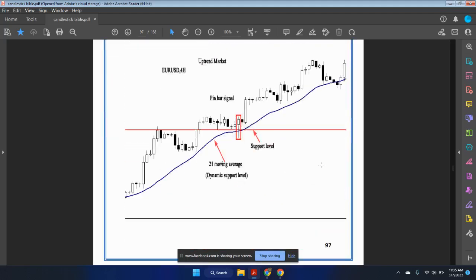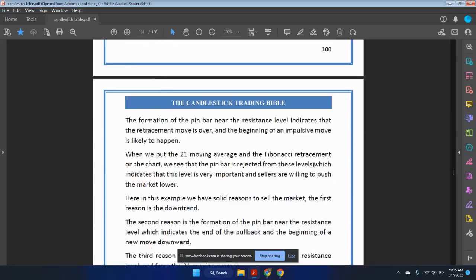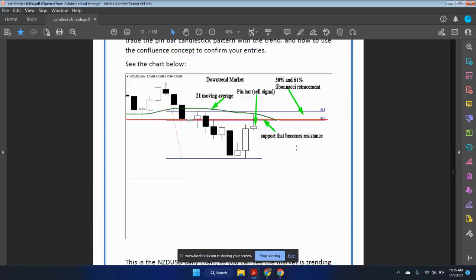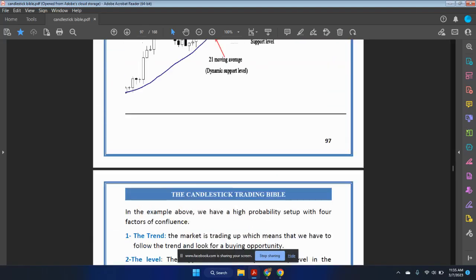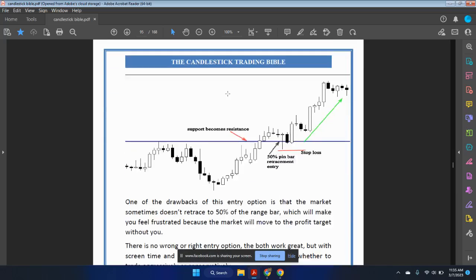So next we're going to go over trading with the confluence, pin bar examples. I may do two and one with that. All right, and here's that example. In this case, it was an uptrend. Support becomes resistance. Where does the resistance become support? All right, that's that 50% retracement. Pin bar. Stop loss will be here. And then get in for that buy.